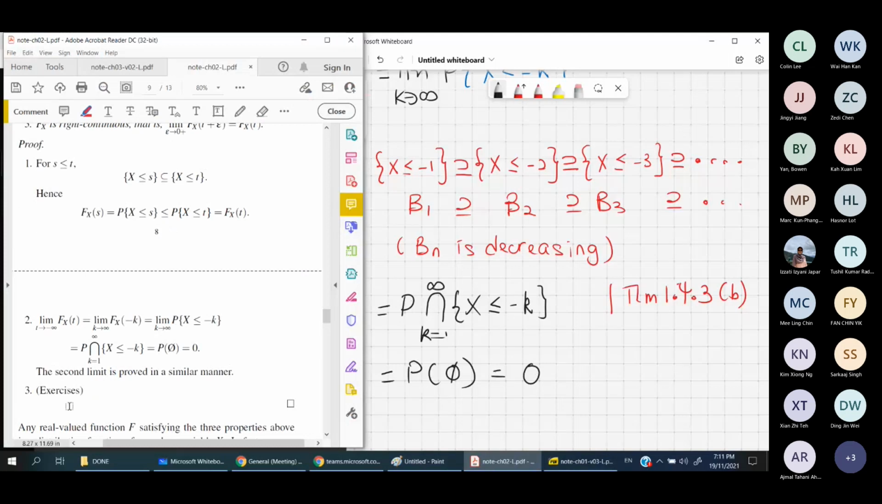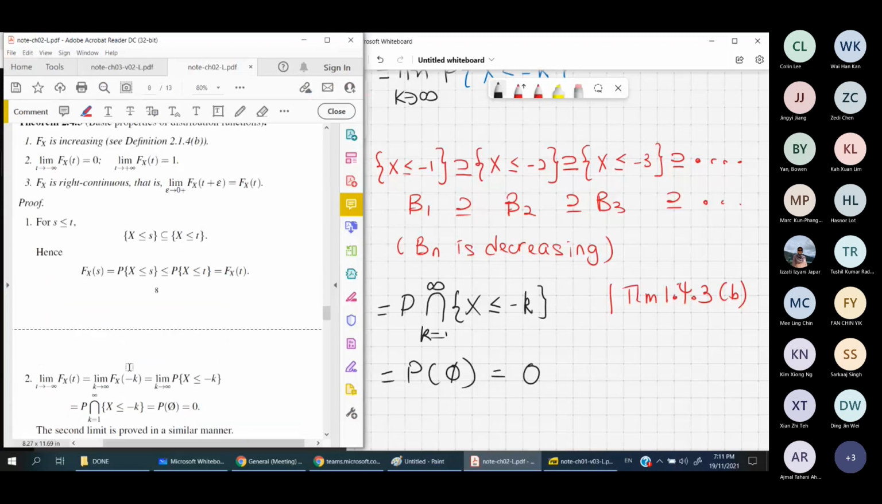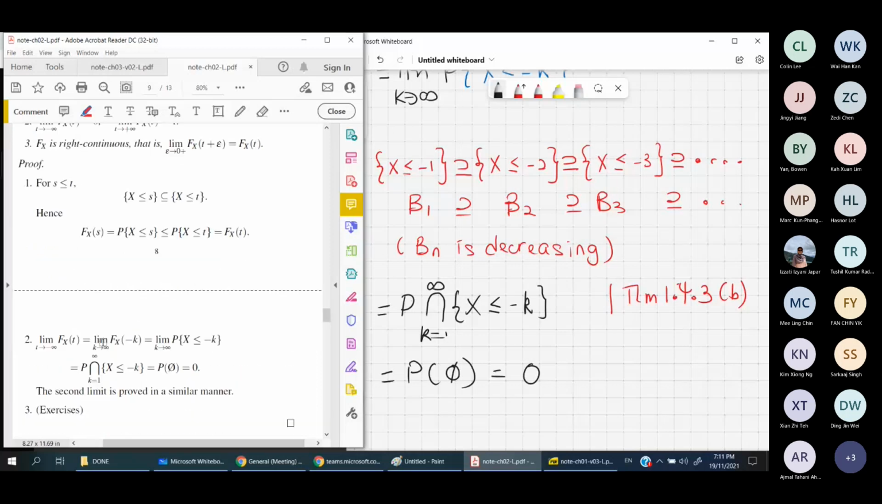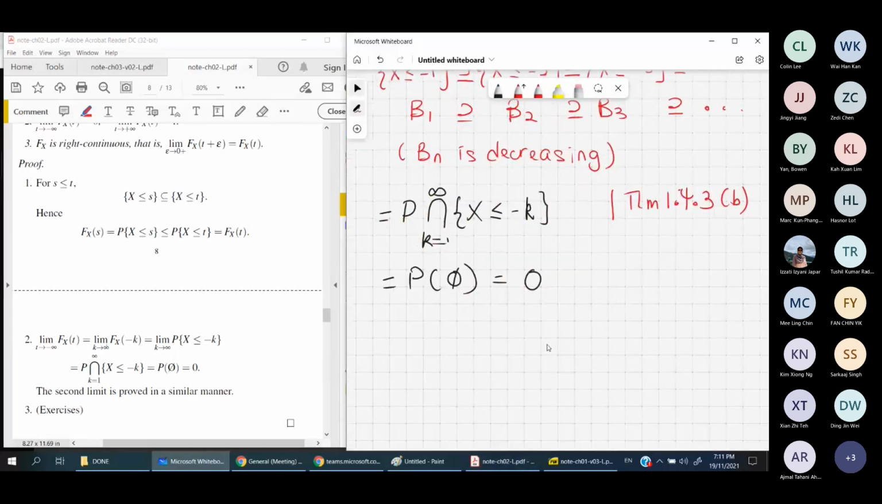Okay, so for part 3, what is part 3? F_X is right continuous. So that means the limit as epsilon goes to 0 from the positive side of F_X(t plus epsilon) is F_X(t). In fact, this can be proven by using similar ideas here. Since we have started this, let's look at number 3.